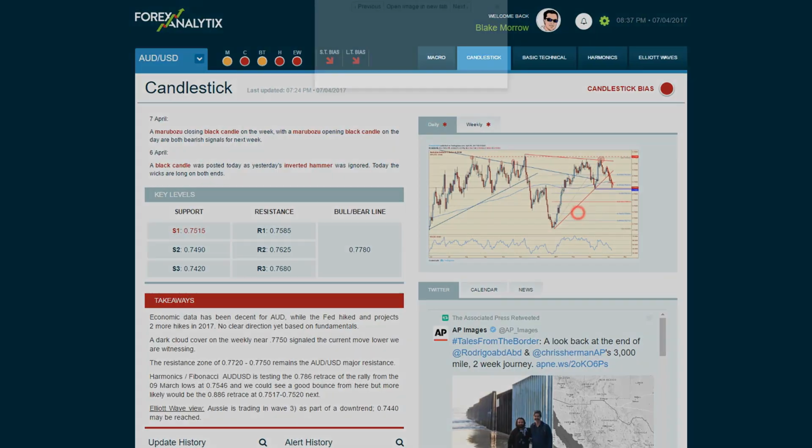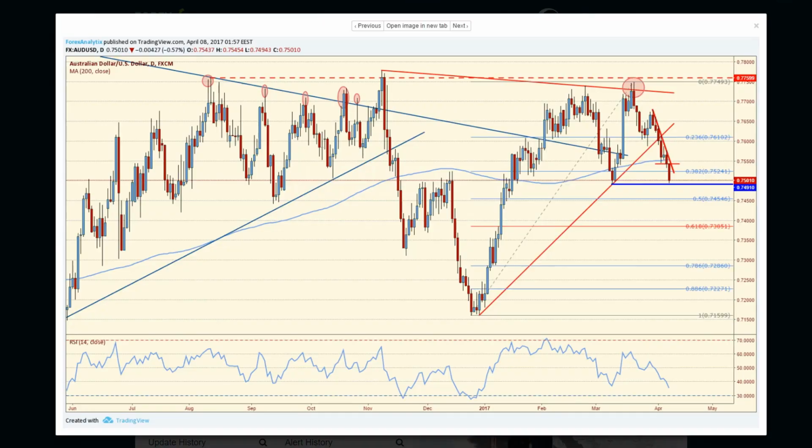Now the Aussie dollar, this is a really good example of another Marubozu candle, but this one is an opening candle. That's because it opened at its highs. It didn't close on its lows, so it's a Marubozu opening black candle. Okay, it's bearish still, regardless if it's a closing or an opening candle.